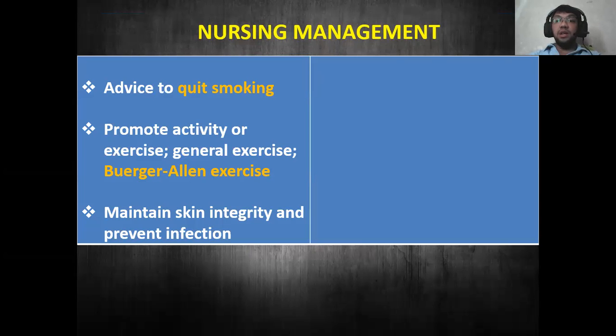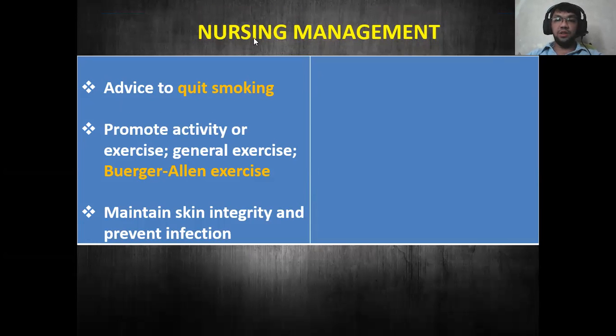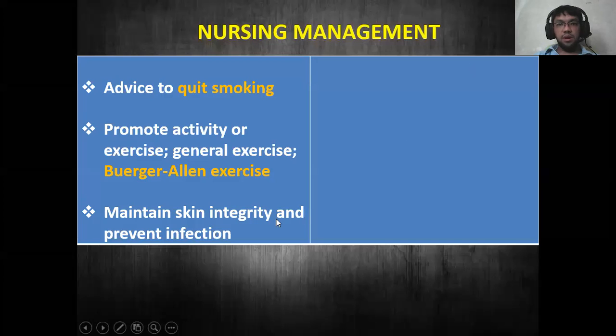For Buerger's disease, they need to quit smoking. We need to promote activity or exercise, general exercises as well, such as Buerger Allen exercise. Maintain skin integrity and prevent infection for this patient. In Buerger Allen exercise, this is easy for the patient to do because we're just going to instruct the patient to rotate their feet and do dorsiflexion, plantar flexion in order to execute this type of exercise.